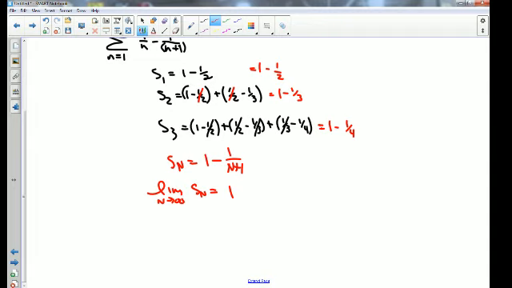Okay, so big idea of the day. What is a series compared to a sequence? And how do we determine convergence? The limit of the partial sums. Again, tomorrow we'll do geometric and nth term tests. So, questions?